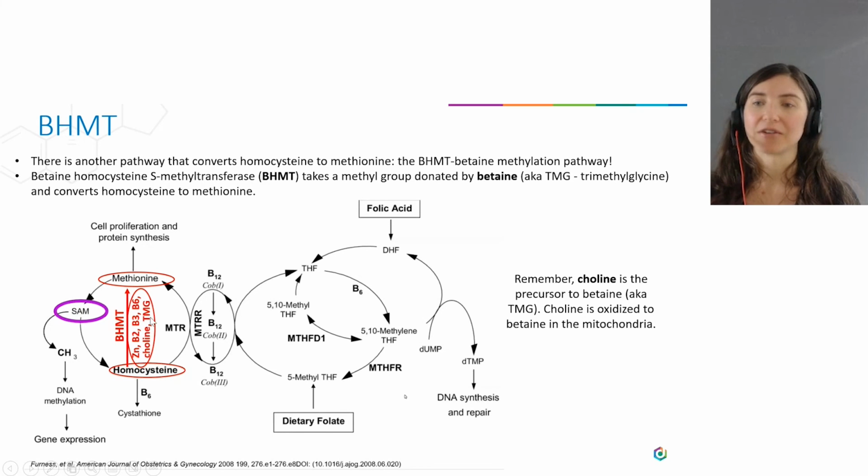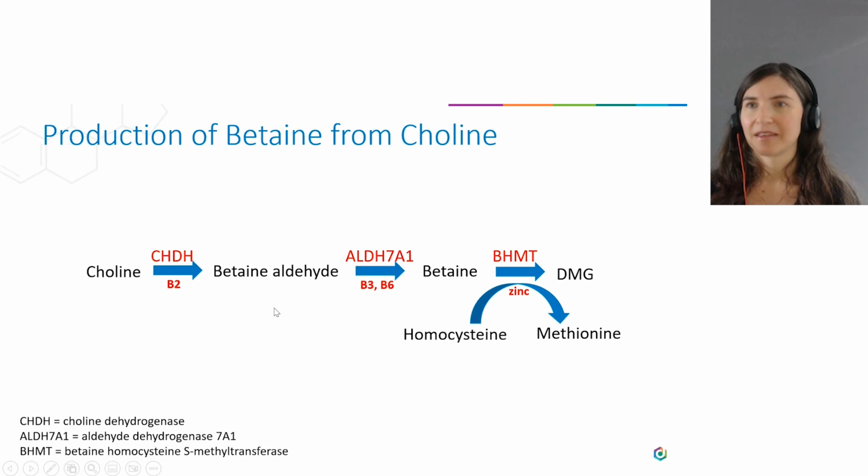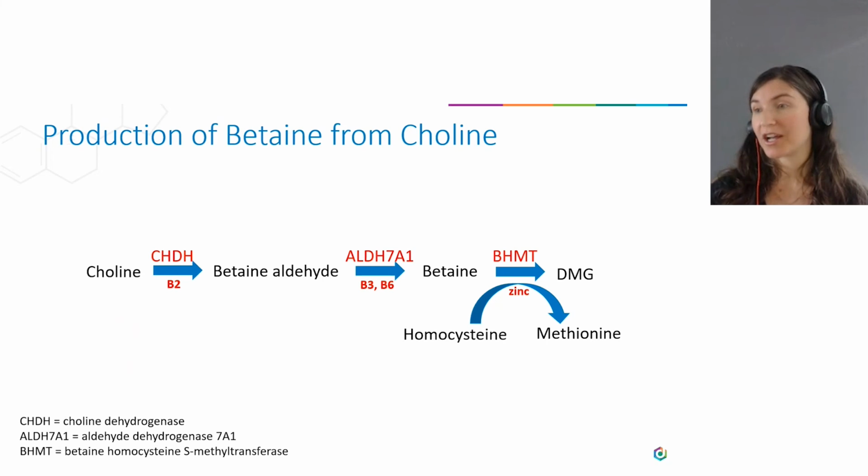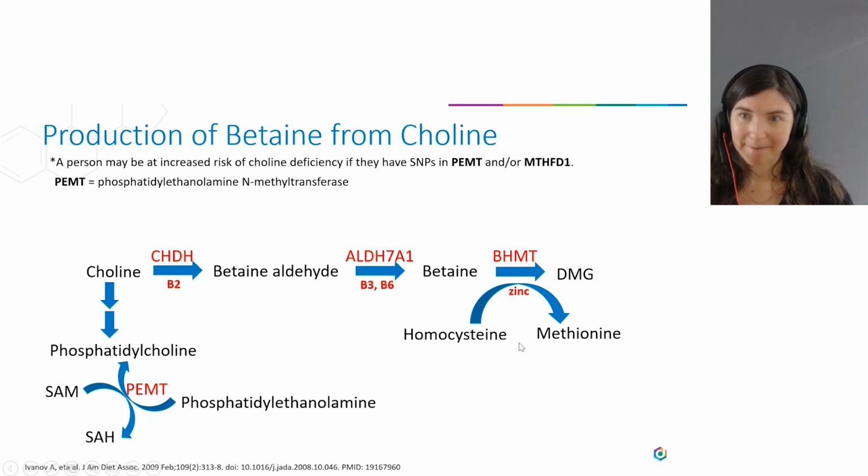Get some betaine or TMG in our diet. This just shows you how choline converts over to betaine. And then betaine donates that methyl group to BHMT, and BHMT says, thanks, betaine. I'm going to take that methyl group, put it on methionine. And then methionine turns to SAM.